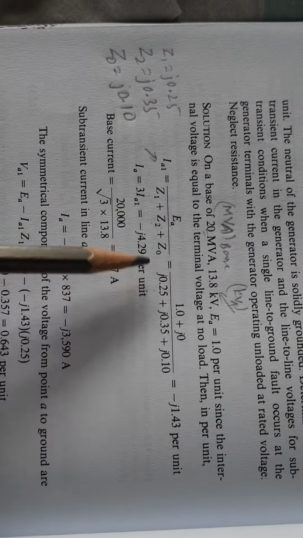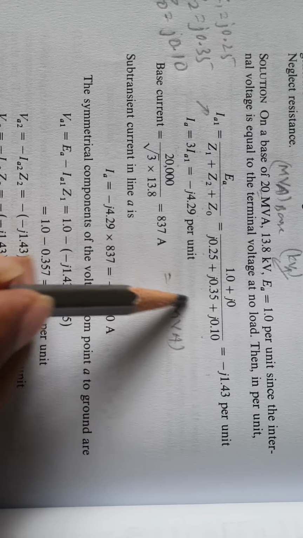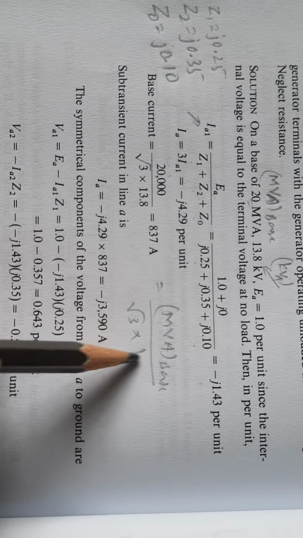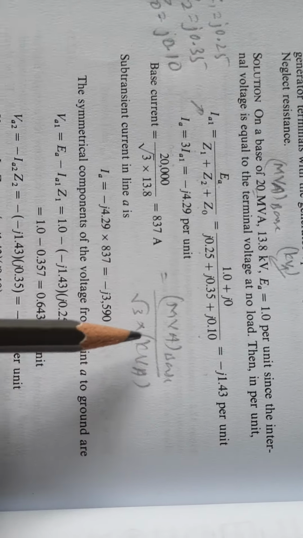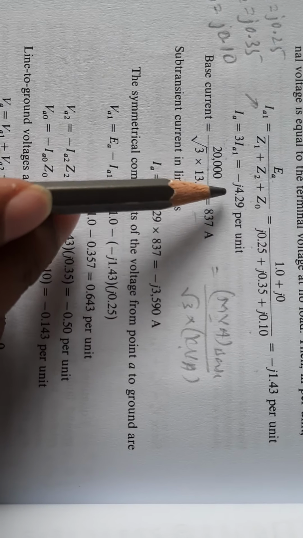Now, what is the base current? Base current is nothing but MVA base divided by root 3 times kV base. The MVA is 20,000 kVA, and the kV is 13.8. So the base current we are getting is 837 amperes.